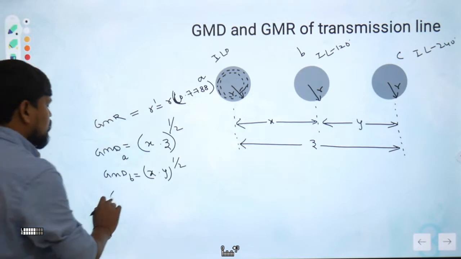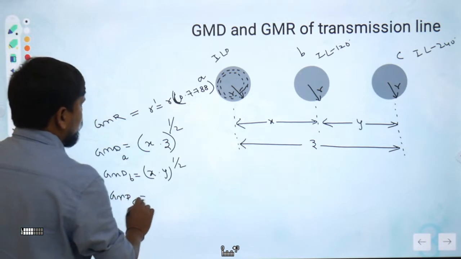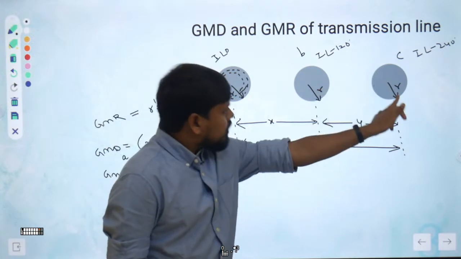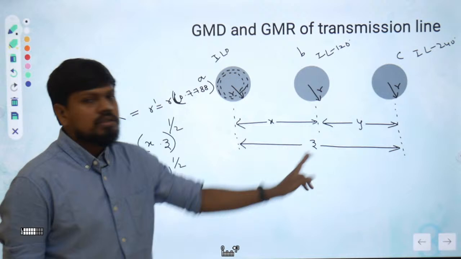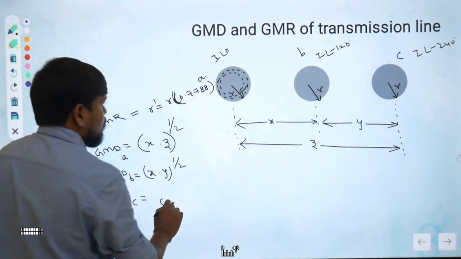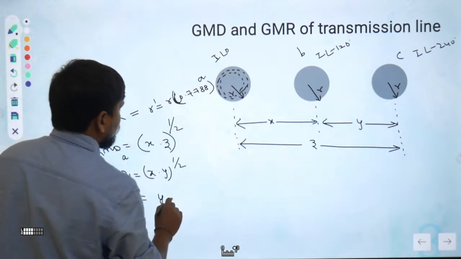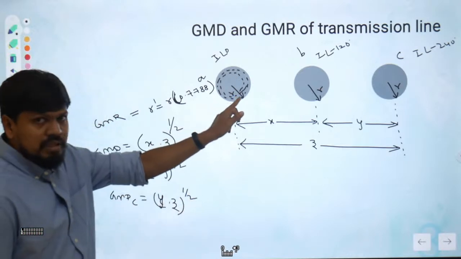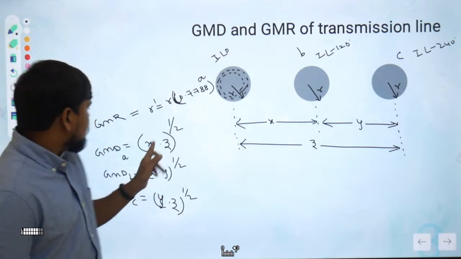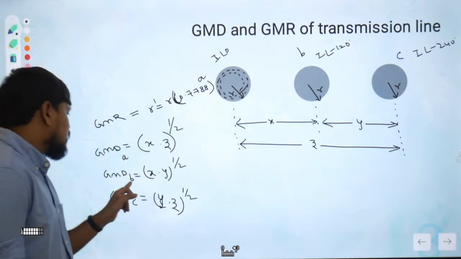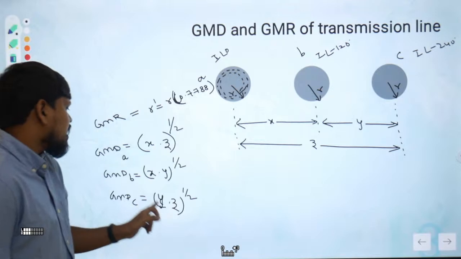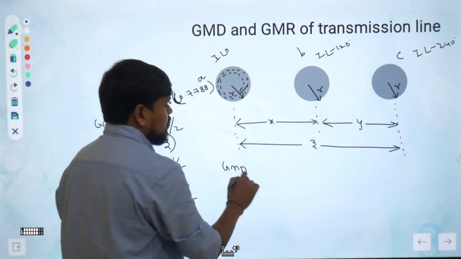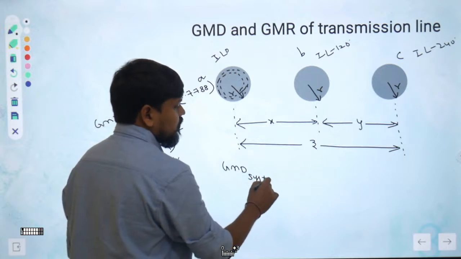Now the next one, GMD of C. If you want to calculate from C to B, what is the distance? Y. From C to A, what is the distance? Z. So that is Y into Z whole power 1 by 2. This is GMD of A phase only, this is GMD of B phase only, this is GMD of C phase only.